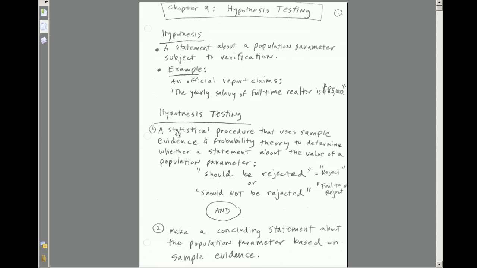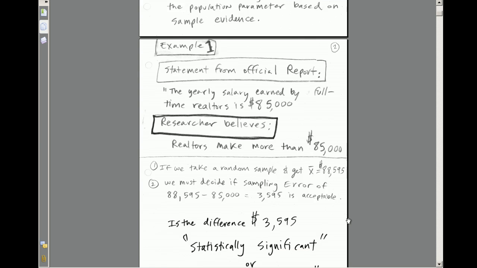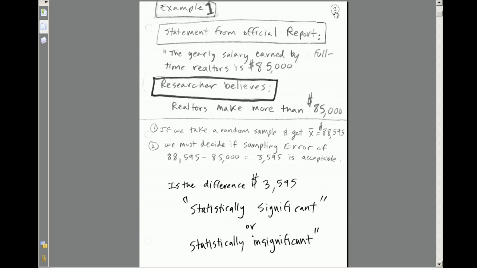All right, now, so our statistical procedure will allow us to do this. And this is basically what the book says. Make a concluding statement about the population parameter based on our sample evidence. And we'll be careful in the way we word that. All right, let's go to the next page, 2 in our PDFs.